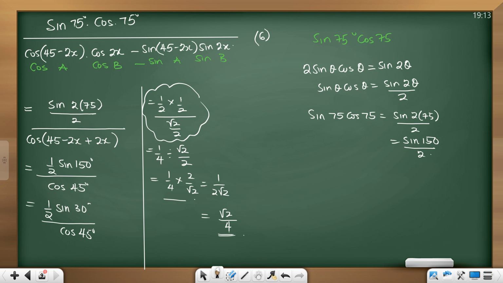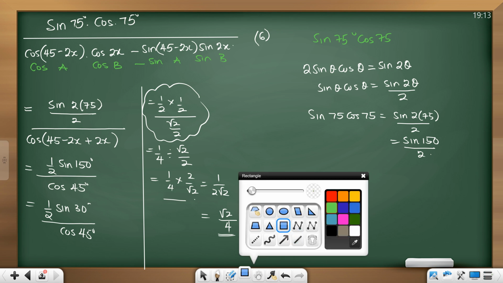There's a hand up. Yes, Mufaro. I'm lost. I said sine 2 open bracket 75. I did not divide by 2. Why are we dividing by 2? Look at my explanation here.